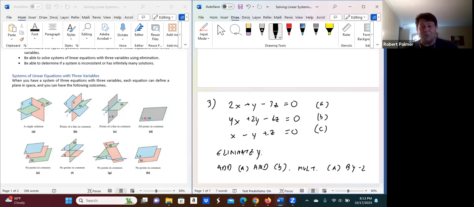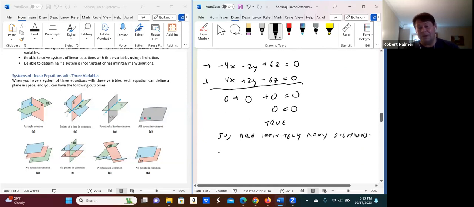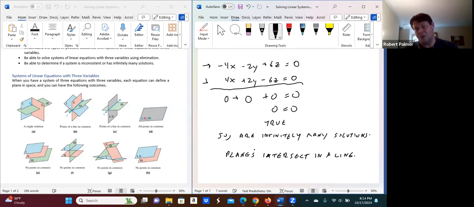Okay, actually equation C is not the same as the rest of them. So it's probably something like this, where equations A and B are the same, and then they intersect C somewhere. But either way, you have infinitely many solutions. They intersect probably in some line. So these planes, not just the equations but the planes, intersect in a line. Okay, so something like that.